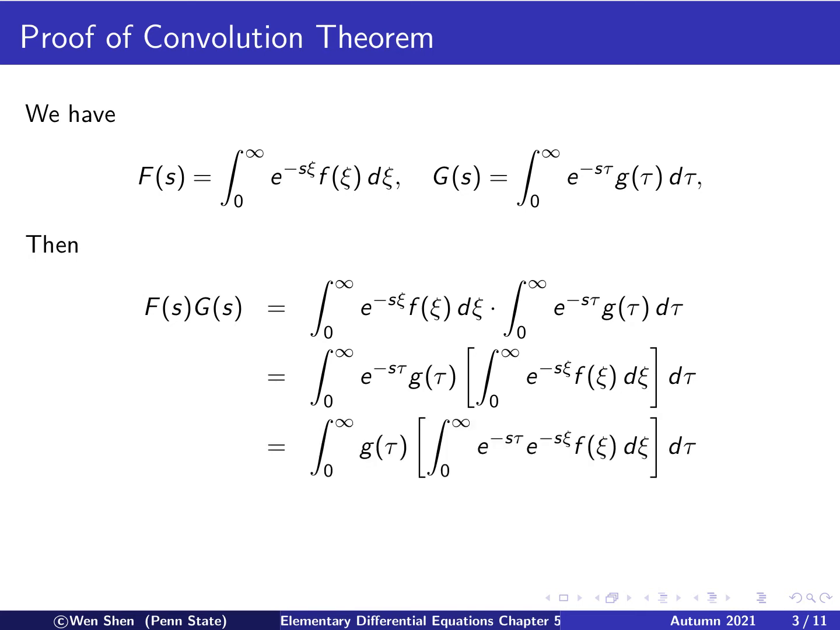Okay, and the next step is then we would move this term with the exponential function e to the negative st, and this is constant for this integral, so we can move it inside. Okay, and then we have that where this term comes from here. And then we can combine the two exponential functions here into e to the negative s of tau plus psi.